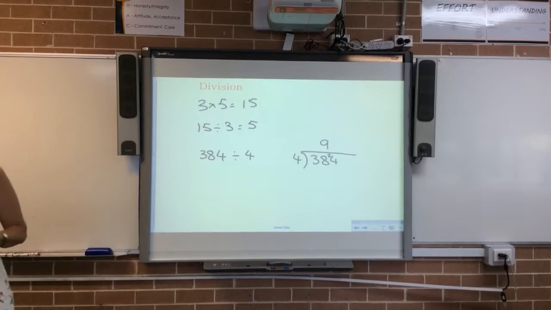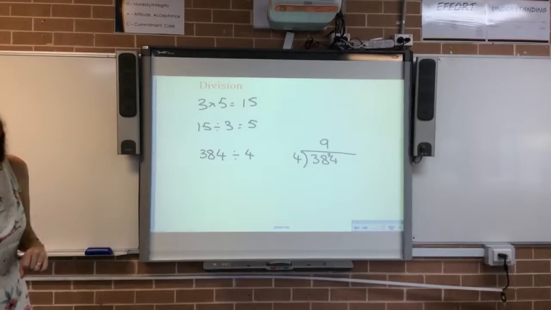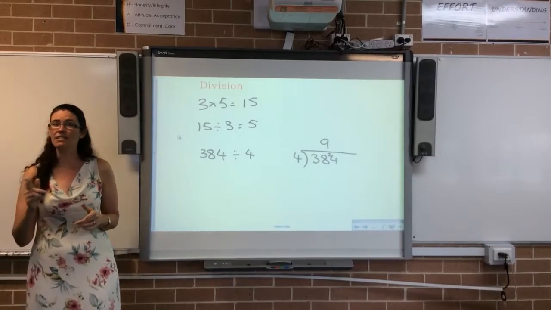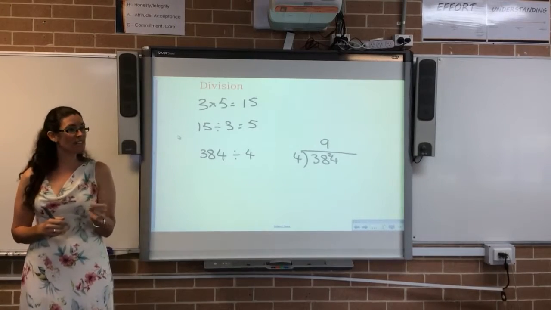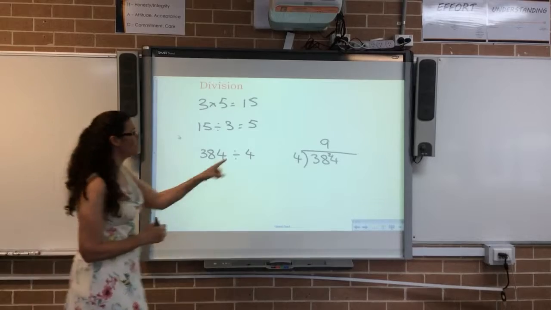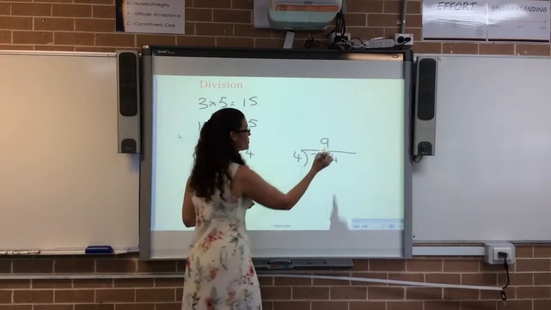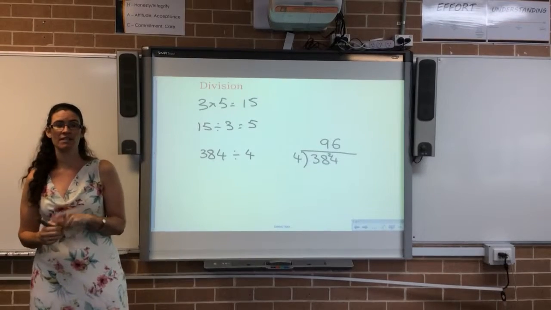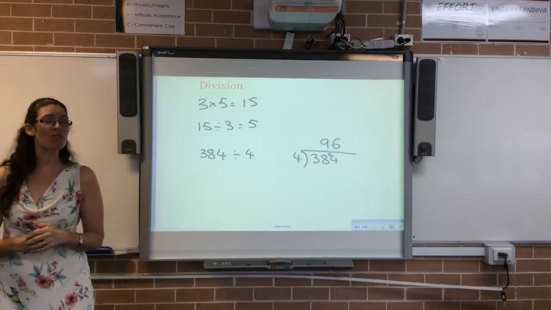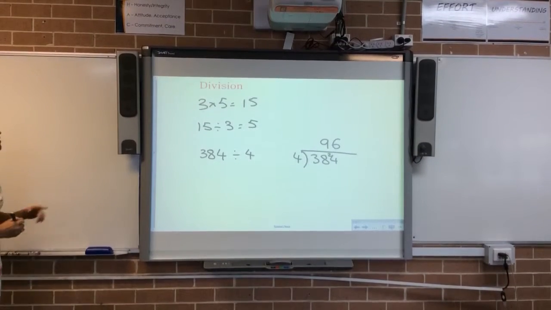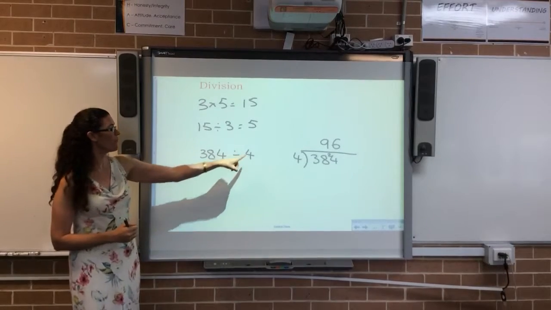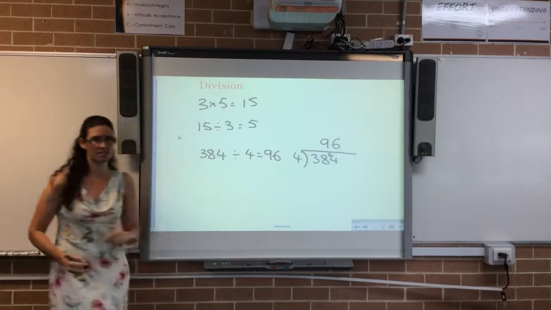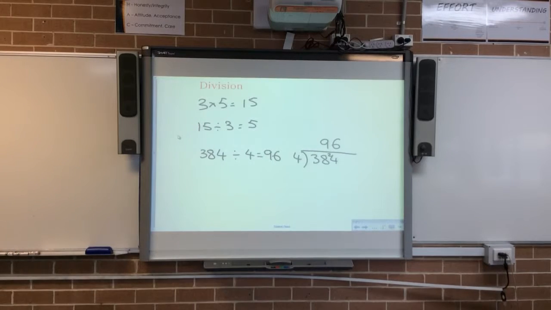Now looking down your 4 times tables, is 24 one of the answers? Yes, it is. 6 times 4. So I do 6 times 4 is 24, and I'm done. So the answer is 96. So I know that 384 divided by 4 would equal 96. Is everyone happy with that?